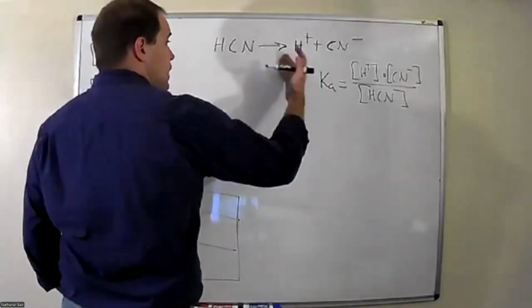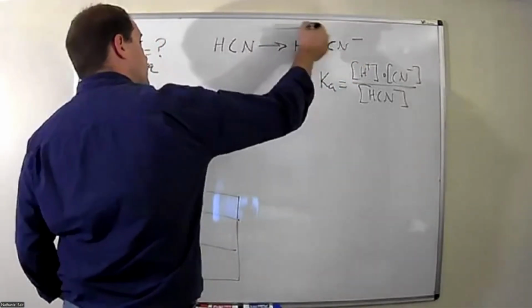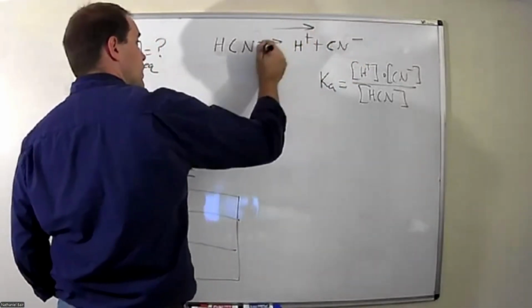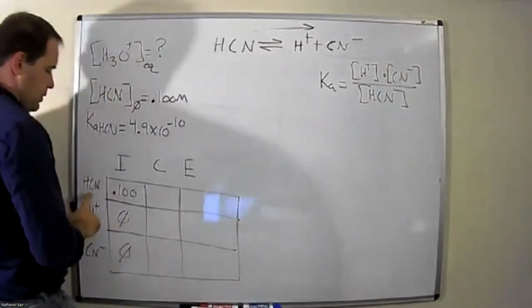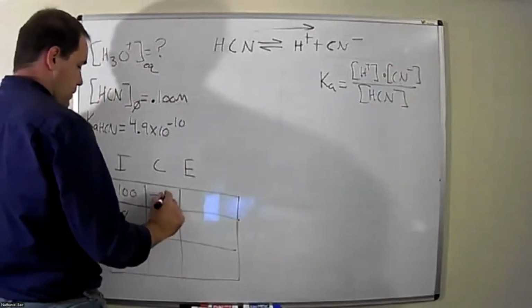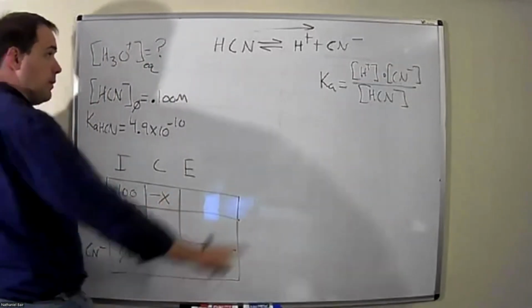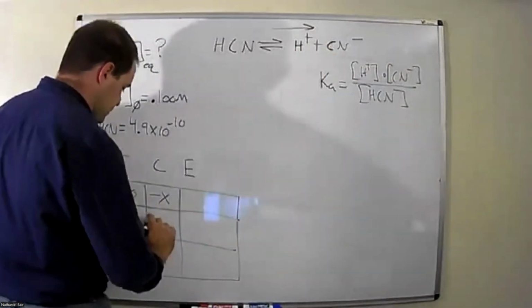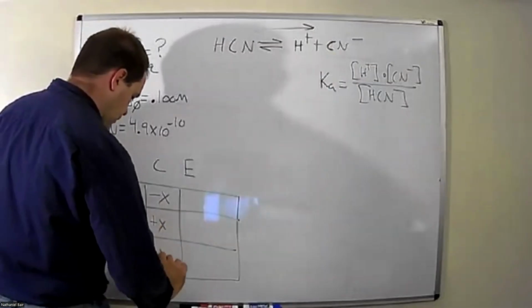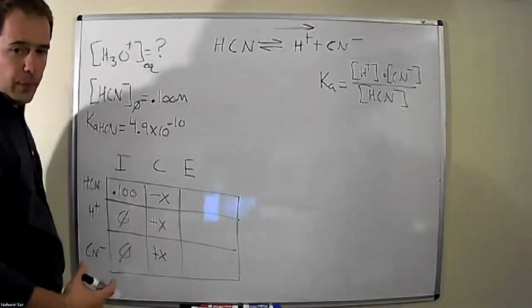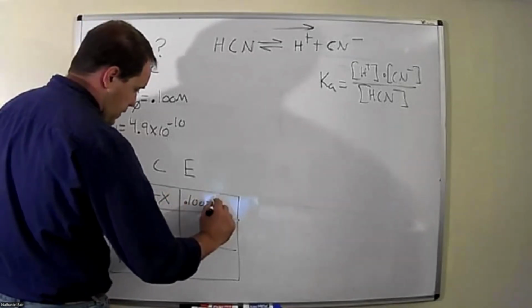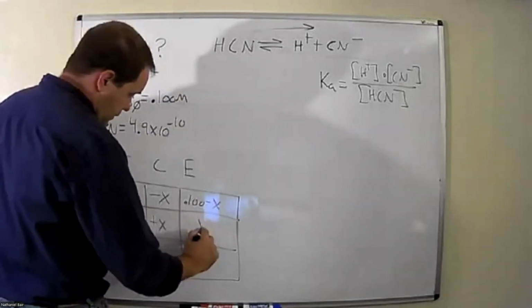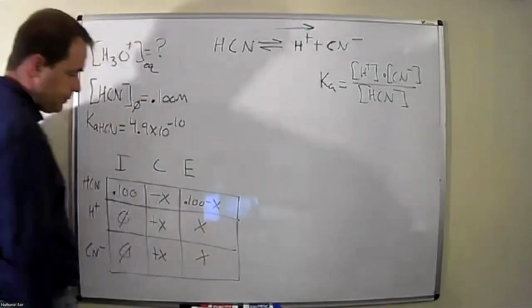Since I have no initial concentration of these, the reaction has to go right to reach equilibrium. I actually used the wrong arrow there, sorry, guys. So the HCN is going to go down by X, and the H plus and CN minus are going to go up by 1x. Now my E column, combine those: 0.100 minus X, X, and X.